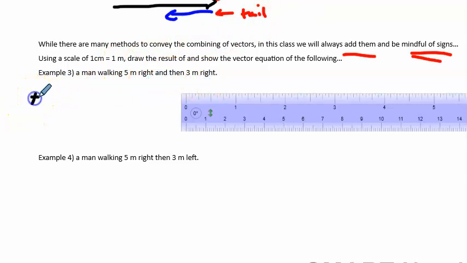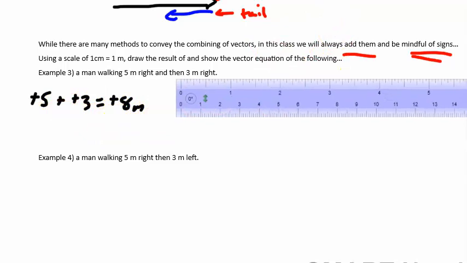So we take that plus 5, right? 5 to the right, right meaning positive, and we're going to add to that positive 3, which means we should get positive 8. This would represent a positive 8 meters if we're adding them together. Drawing that out, our first vector I'm going to put together here in blue, 5 to the right, with the scale of 1 centimeter is 1 meter, means 5 meters.